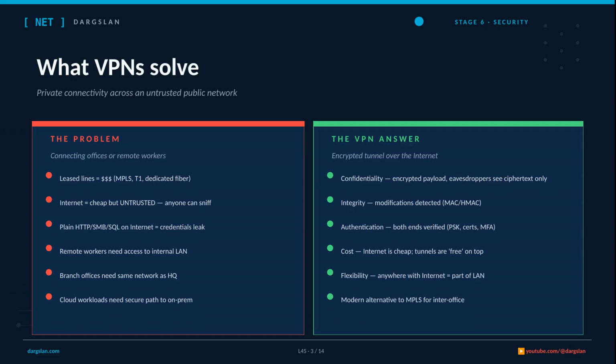Before VPNs, if you wanted to connect a branch office to headquarters, you paid serious money for leased lines, MPLS circuits, T1s, dedicated fiber. The internet was sitting right there, cheap and everywhere, but it's fundamentally untrusted. Anyone along the path can sniff your traffic, and plain HTTPS, SMB, or SQL will leak credentials in seconds. VPNs flip that equation by wrapping your traffic in an encrypted tunnel, giving you confidentiality, integrity, and mutual authentication, essentially turning the cheap public internet into a private extension of your LAN.